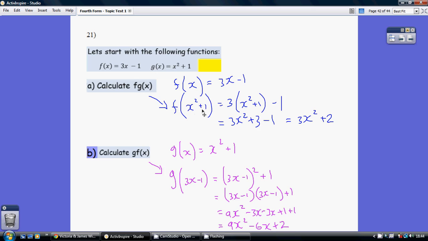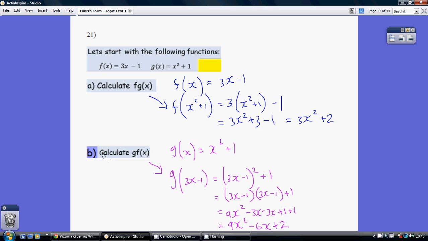So that is what we're doing. We're doing f of x squared plus 1. So we're replacing the x with an x squared plus 1. So not 3x, but 3 lots of x squared plus 1, minus 1. So we've created a claw. 3x squared plus 3 minus the 1 simplifies to 3x squared plus 2.